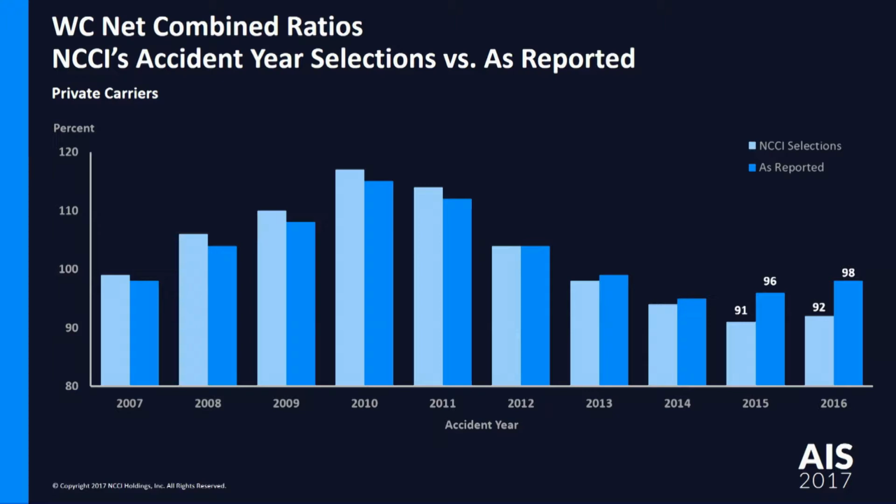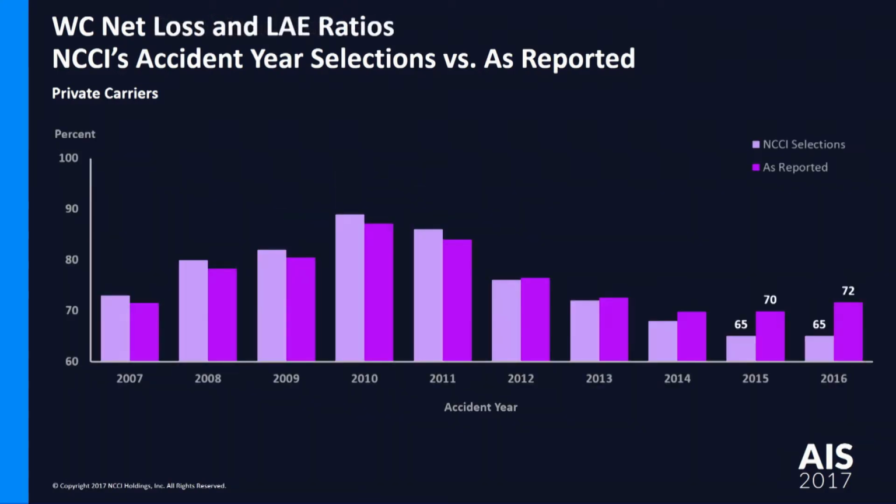Now, to calculate the combined ratios, all we do is simply add the underwriting expense and dividend ratios from the results section that I showed you earlier to our estimate of the ultimate loss and LAE ratios. Now, those are shown here. NCCI's selections for the accident year loss and LAE ratios are the starting point for determining the overall reserve deficiency.